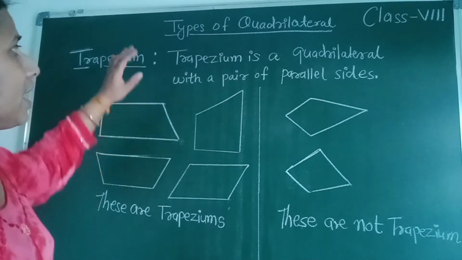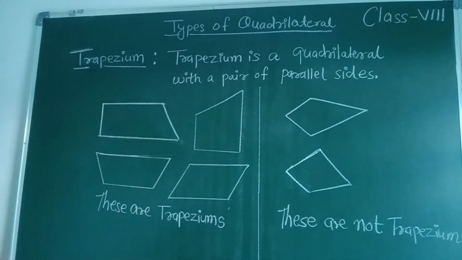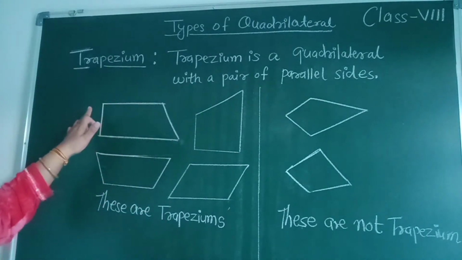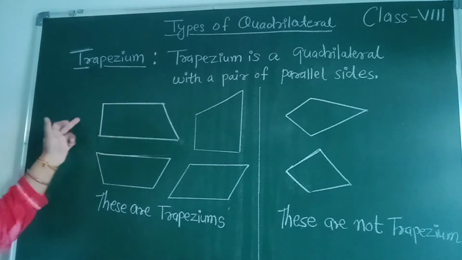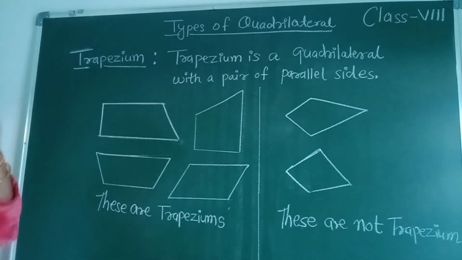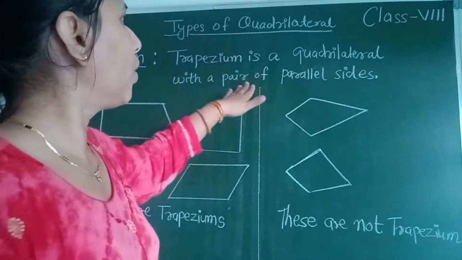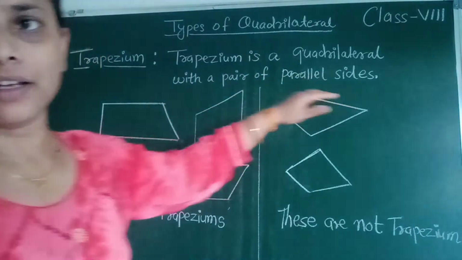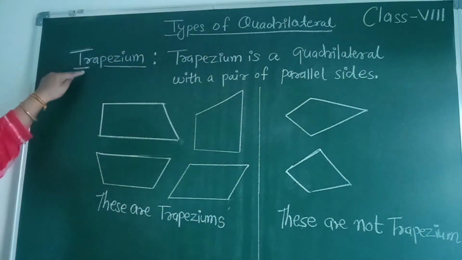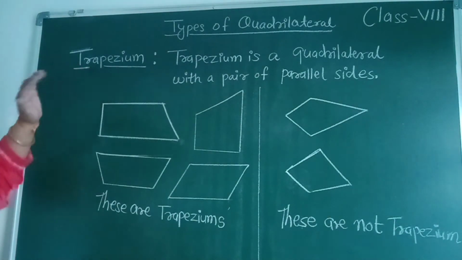It means, as we know students, in a quadrilateral there are four sides and two pairs of opposite sides. If in any quadrilateral one pair of opposite sides is parallel, that type of quadrilateral is called your trapezium.